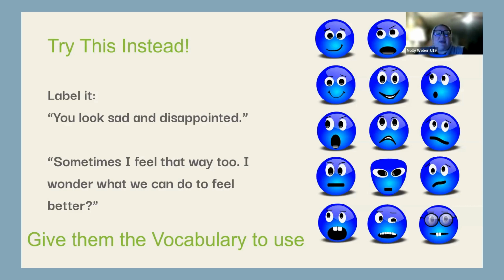So we're giving them the vocabulary to use if they're getting frustrated and they're clenching their fist or they're yelling. So we're telling them, oh, you seem like you're frustrated. I feel that way too. I wonder what we can do when we're frustrated. So we're actually giving them the answer on what they can do to model it, but then also labeling it for them, such as mad, sad, happy, whatever their level is at.